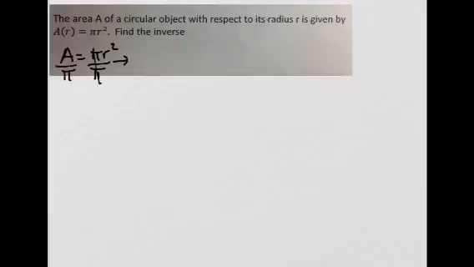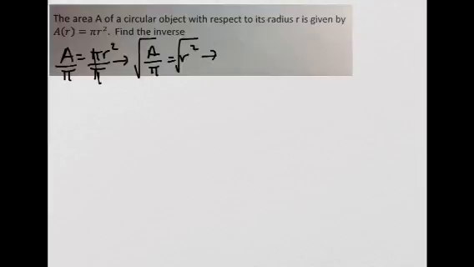So then that's going to give us A over pi is r squared. So now we take the square root of both sides. And normally we would put a plus minus right here because this r could be negative or positive. When you square it, it's still positive. So usually we put a plus or minus here. But because this is a real life application problem, these variables are all positive.